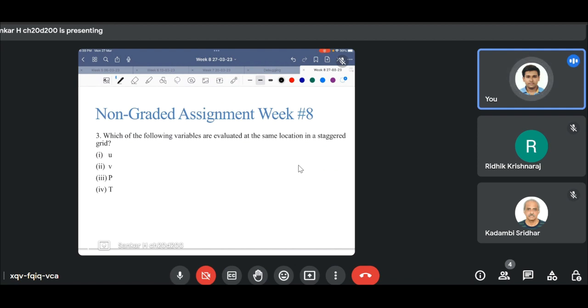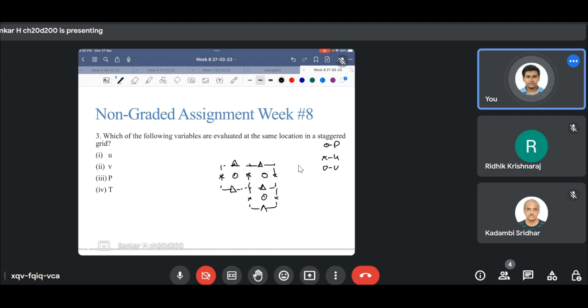Next, which of the following variables are evaluated at the same location in a staggered grid? While I was talking about the staggered grid, I was pointing out where the circle indicates the pressure, the X indicates the U, and the triangle indicates the V. So if we measure the pressure at the center of this area, we measure the V velocity over here, U velocity here, V here, U here. Similarly, the next board will have a pattern that comes out like so.